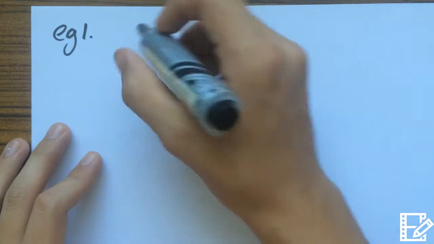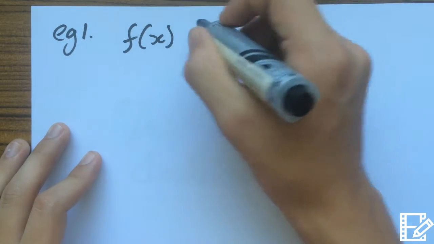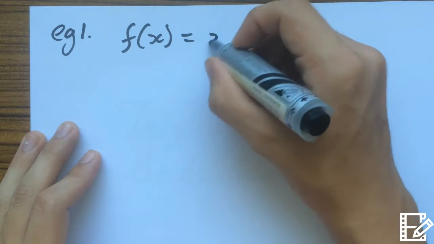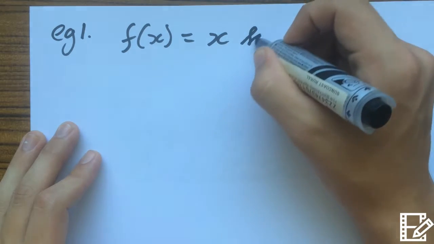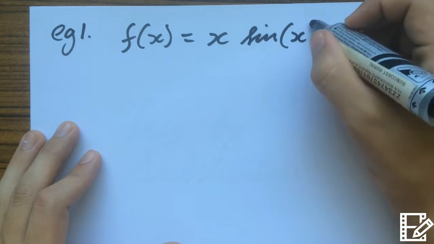Example 1. Here we have our function equals x multiplied by sine of x squared.